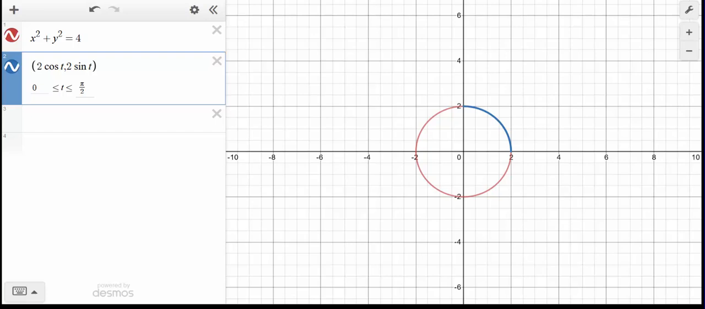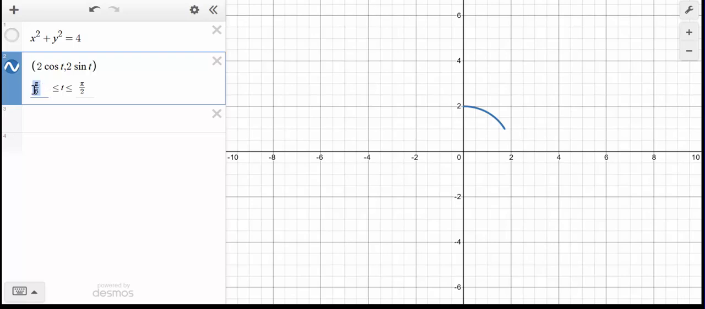Now, we could sketch as much of the circle as we wanted by simply changing these boundaries. Let's suppose I want to go from pi over 6 to pi over 2. Then you see that part. So when we define this curve with these parametric equations, it makes it much easier to manipulate, to just show part of the graph. That's one of the things we can do with this parametric representation.